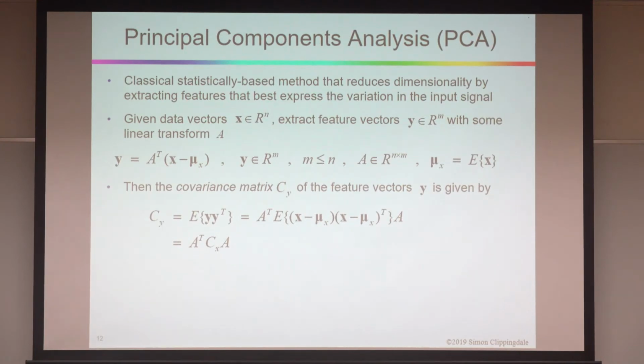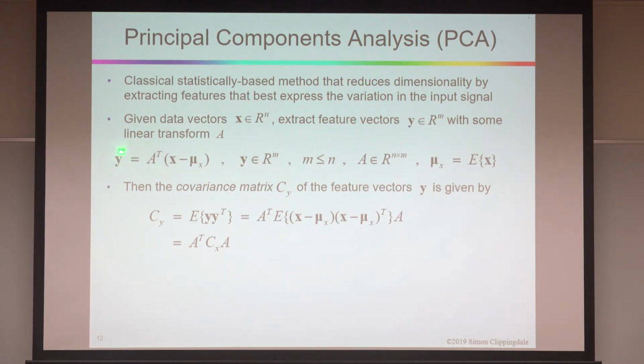So is there in some way a best way of doing this mathematically? The answer is yes. Given that you have a linear system like this, where you're trying to extract some feature vector from a linear transform of your data, the method is called principal components analysis. You may know about PCA already, but it's a classical statistical method. And the idea is to extract those features that best express the amount of variation, or the way in which the input signal varies.